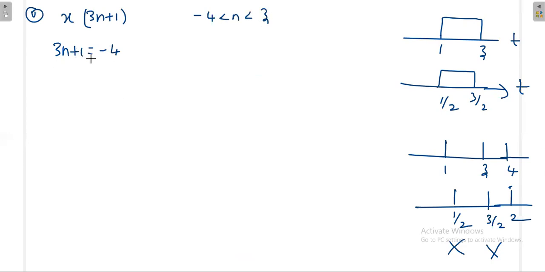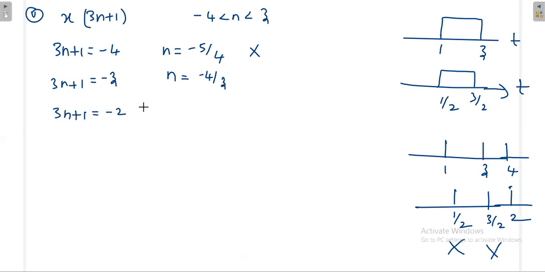Again, if you compare with this, we'll come to know what the mapping is. Then n will be minus 5 by 4, and this is not valid. Similarly, write 3n plus 1 is equal to minus 3, then n is equal to minus 4 by 3, not valid. 3n plus 1 is equal to minus 2 maps to n is equal to minus 1. So this is valid.